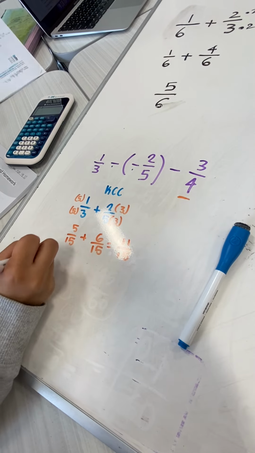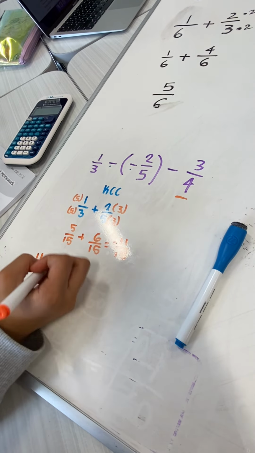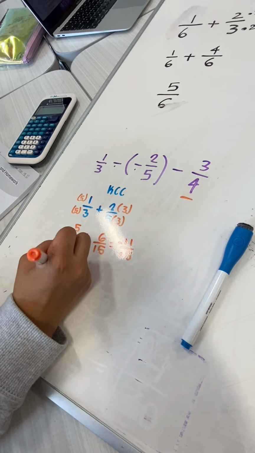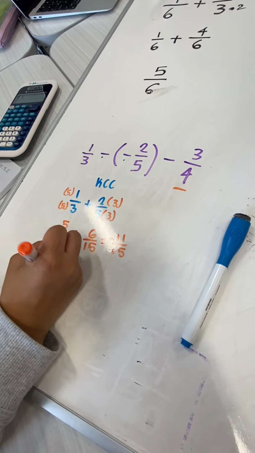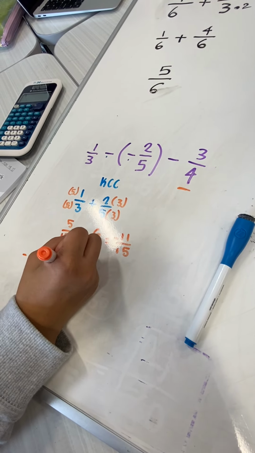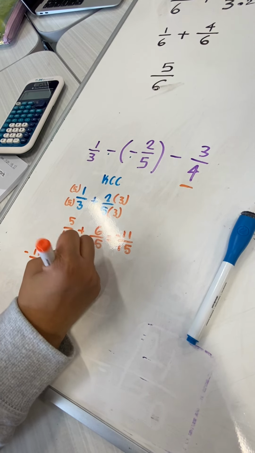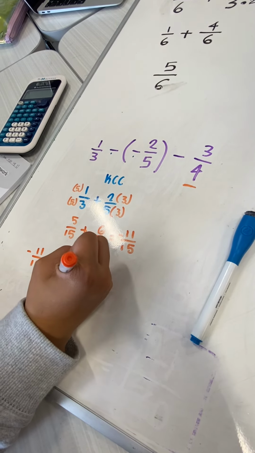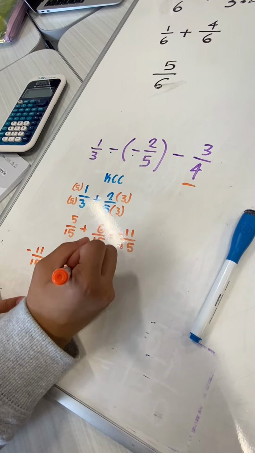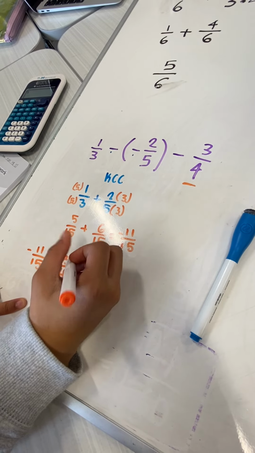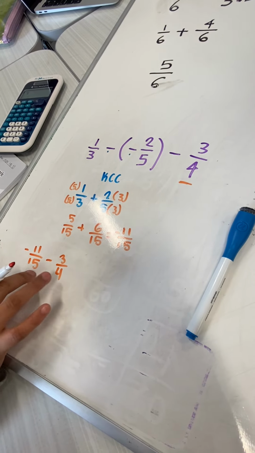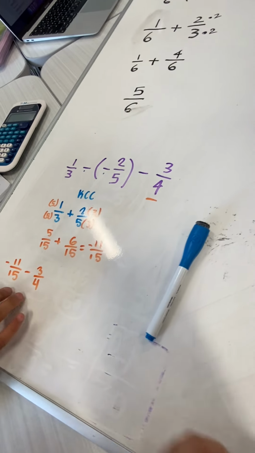But this is negative. So 11/15, and then you do minus 3/4. But you don't have to do KCC for this one. And you have to change the denominator again, so we can add.